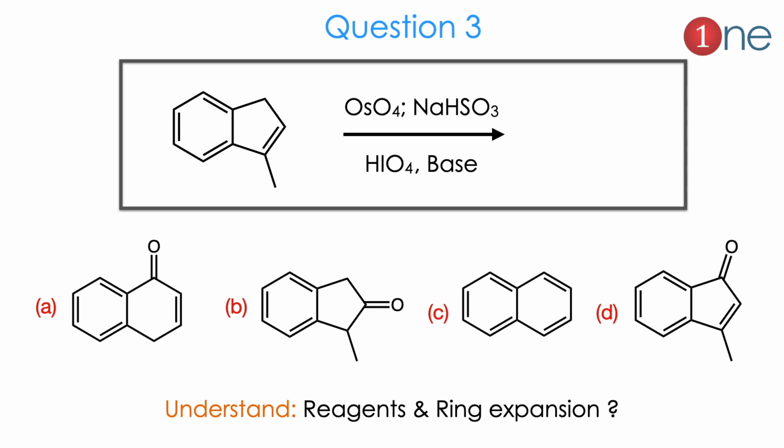Then question number 3. Question number 3 is like an azulene kind of system, 6-membered and 5-membered rings. A double bond is there and a methyl group is there. Here you are using the catalyst osmium tetroxide and sodium bisulfite, hydrogen iodide and base. Here they ask you to find the product, whether ring expansion is happening or not, or rearrangement occurs or not. Here you have to guess by understanding the reagents.